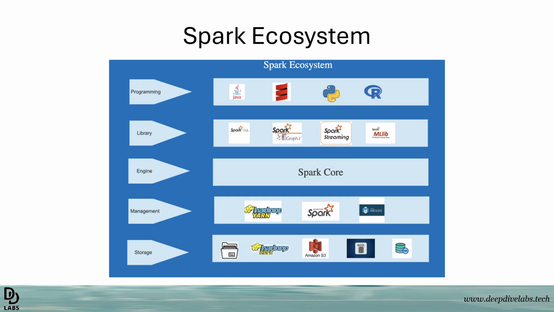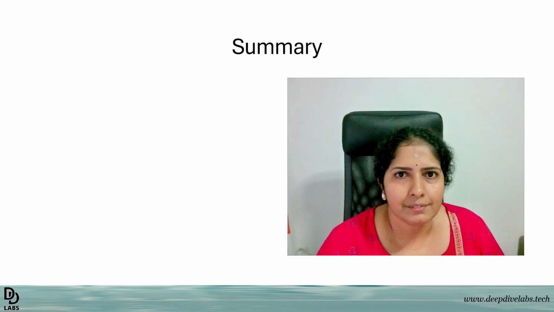And then on top of it, as we have discussed, the Spark ecosystem consists of Spark SQL, Spark MLlib, Spark GraphX, or Spark Streaming. And programming can be done in Python, Java, Scala, or R. So it gives a lot more flexibility. So this is to give you how the Spark ecosystem differs from the Hadoop ecosystem.